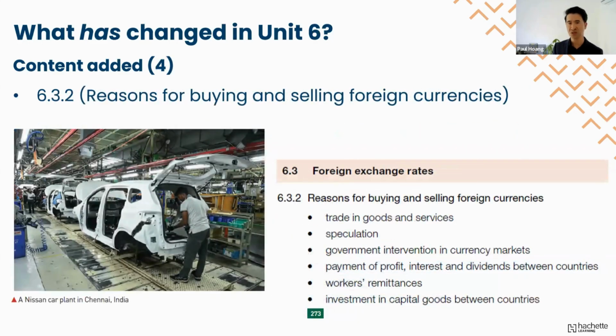Okay, I think this is the penultimate slide for me. All right, so this is another new addition. We've never taught this before, reasons for buying and selling foreign currencies. So make sure you address those learning outcomes, but at least the good thing is Cambridge have told us what the parameters are. Those are the reasons for buying and selling foreign currencies.